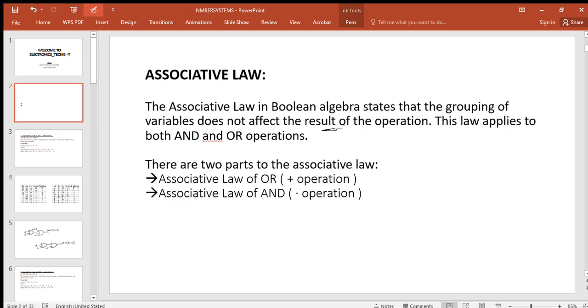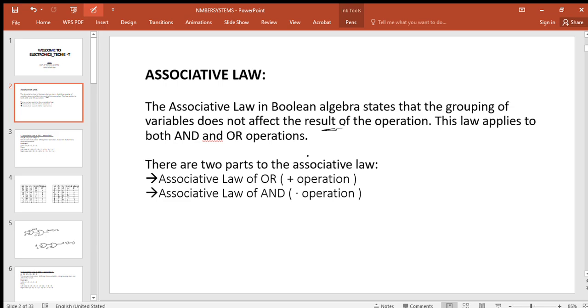What will be the result? You can combine either 3 variables or 2 variables. The result does not change if you add from left to right or right to left, whatever the process, the result will not be affected. This law applies to both AND and OR operations. What are those? AND and OR operations.